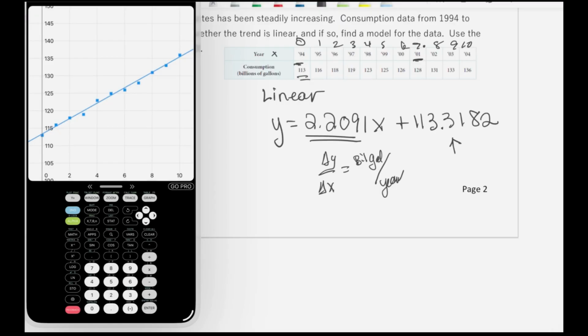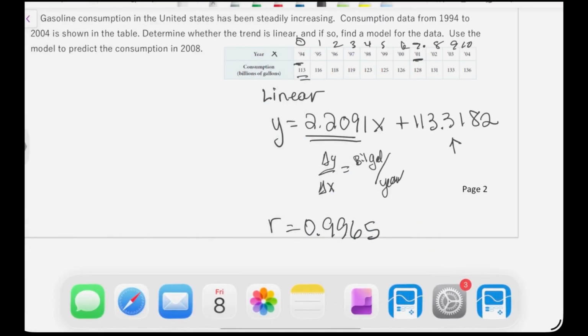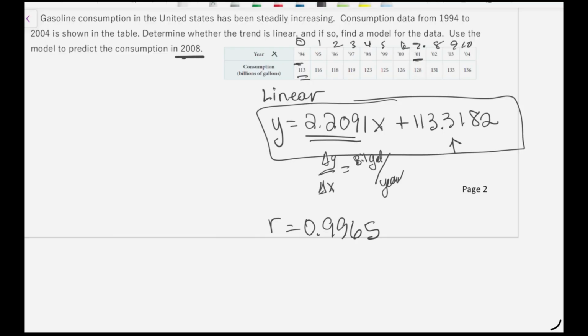All right? Now, let's go back to main screen. My R value was 0.9965. So what does that tell me again? Well, remember, the closer it is to 1, the better fit it is. So this is a good prediction line. So good fit.